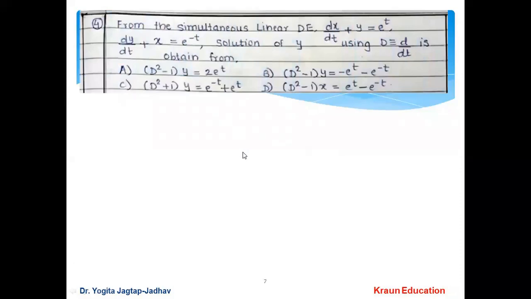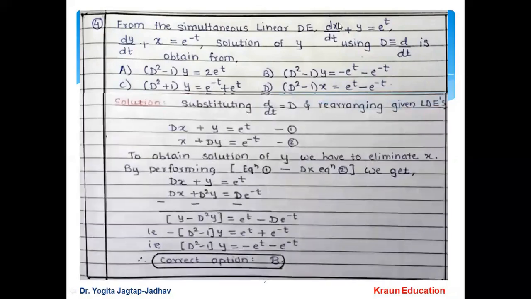Now look at this fourth example. From the simultaneous linear differential equations dx/dt plus y equal to e^t and dy/dt plus x equal to e^(-t), we have to find the solution of y by using D equals d/dt. Now see, these 4 options are provided. Once again, replacing d/dt by capital D, we can write these 2 given equations in the form of Dx plus y equal to e^t and x plus Dy equal to e^(-t).